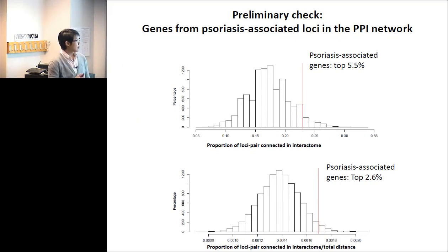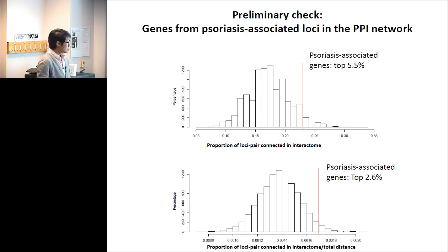What's the rationale for that? This is independent of the function. Forget about the function and pathway first. What we want to see is whether those genes from the psoriasis-associated loci are connected with each other, or are they closer with each other than randomly selected loci? Okay. So the top one is the proportion of loci pairs that are connected in the interactome. We're using protein-protein interaction. Okay. So this is the first thing that actually makes sense for us to look into. If this is not working, I mean, the whole thing doesn't work, right?